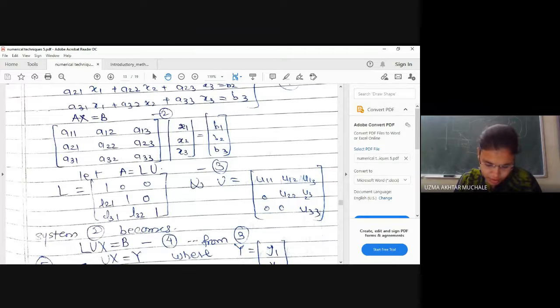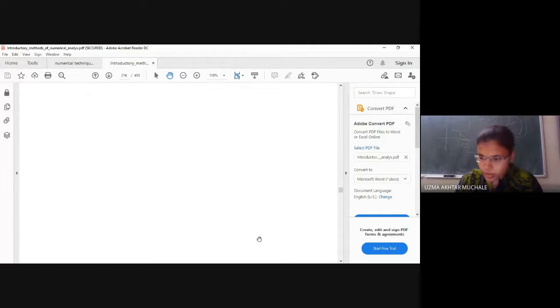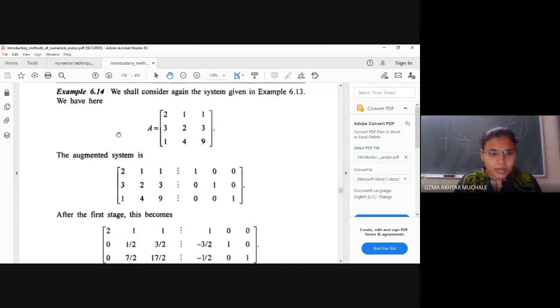The next method is LU decomposition. After that, we have the Gauss-Seidel method, then Householder and others. So let us go for LU decomposition. What is the LU decomposition method?